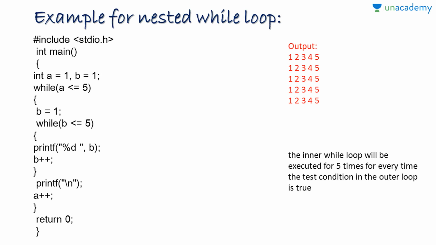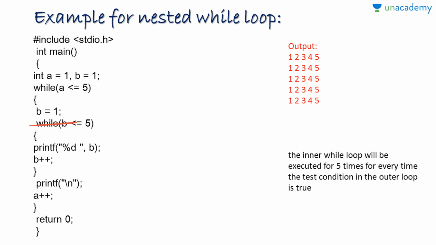Example for nested while loop. Here a is equal to 1, b is equal to 1. So the first condition is while a is less than or equal to 5. A is 1 at first. So in this while loop we have declared b is equal to 1. While b is less than or equal to 5, print the value of b, then increment it.